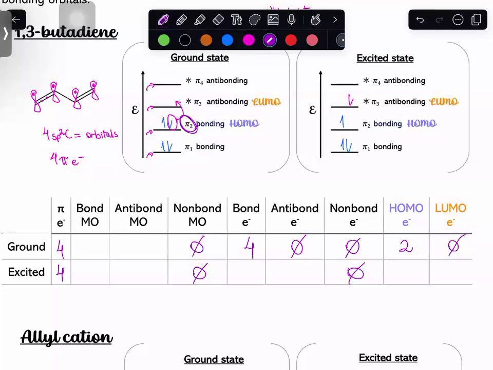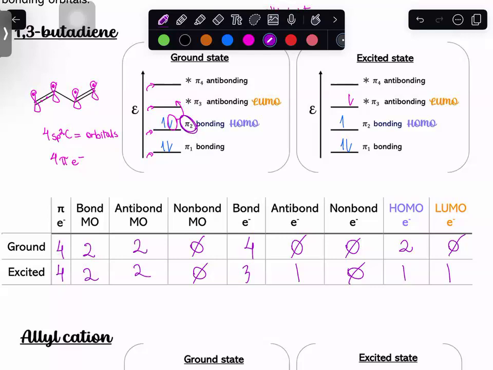Now let's switch it to the excited state. In the excited state, how many HOMO electrons do you see? Just 1, because remember, one of them moved up. So how many LUMO electrons do you see? 1 as well. How many anti-bonding electrons do you see? Just 1. How many bonding electrons do you see? 3. And then for both ground and excited state, how many bonding orbitals do you see? 2, which is the same answer for anti-bonding.